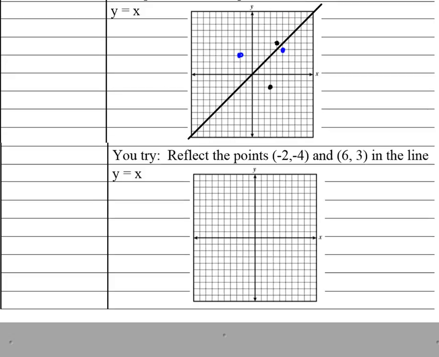Okay, so using another coordinate plane, go ahead and try this example. You're going to reflect the points -2, 4 and 6, 3 in the line y equals x. So first we're going to plot the points. And then to give us a visual, we're going to draw in the line y equals x, which is straight through the origin, going at a diagonal. And then we're going to follow the rule to flip-flop our x and y position. So go ahead and graph those new points as they're reflected in the line y equals x. Pause the video and see if you get the same answer as I do.